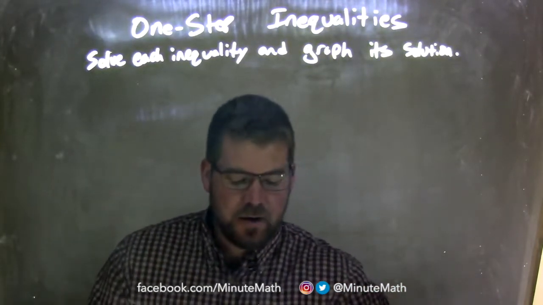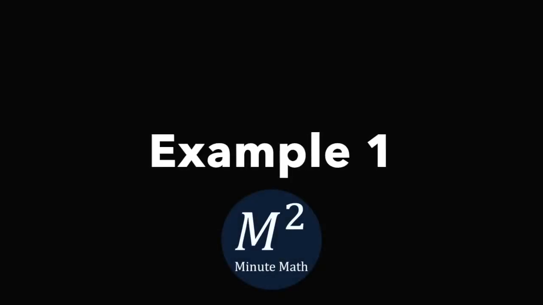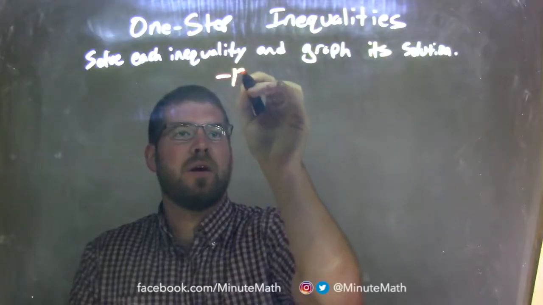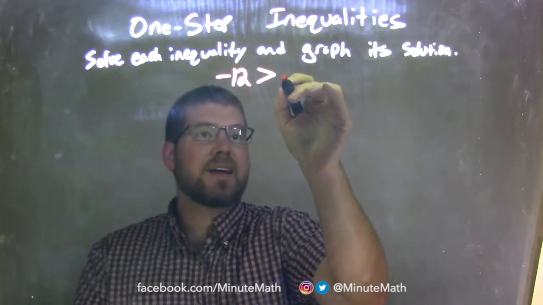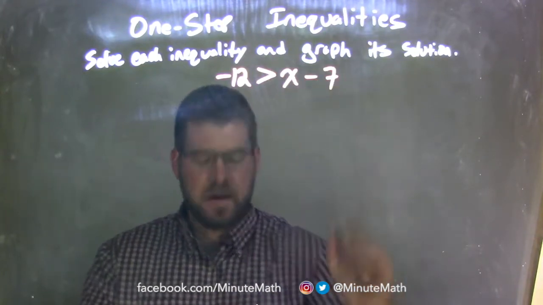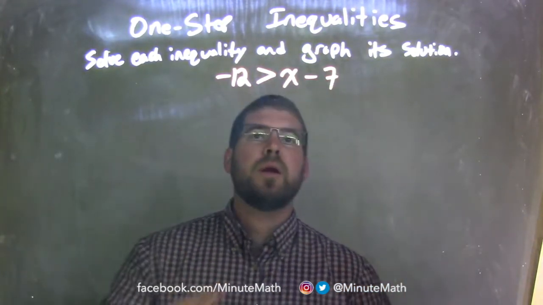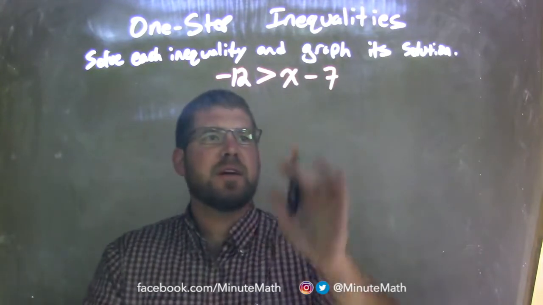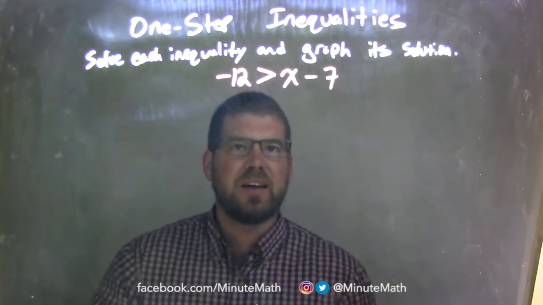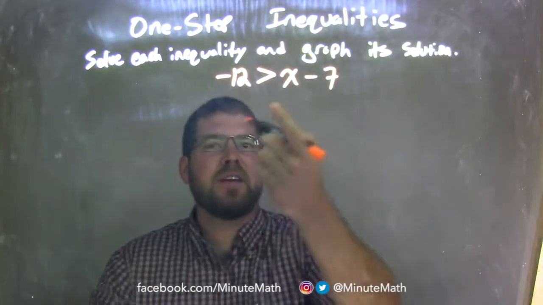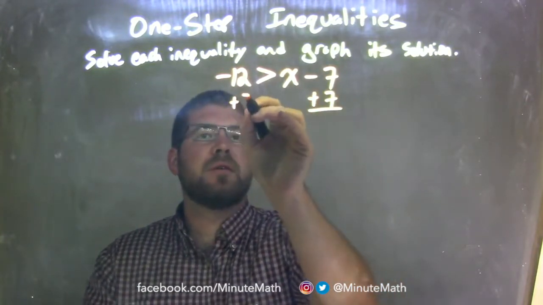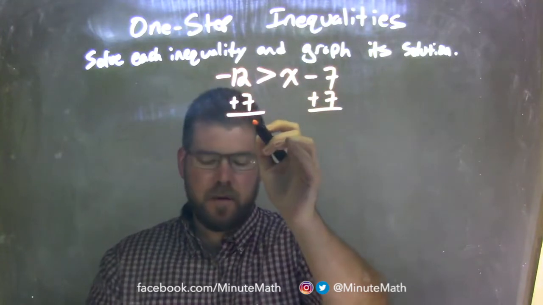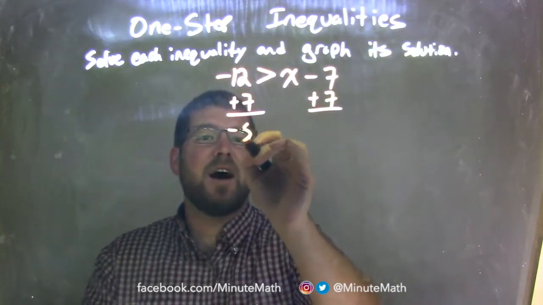So if I was given this inequality, negative 12 is greater than x minus 7. So what I want to do here is first simplify this to get x by itself, isolate it, treat it basically as if it's an equation with an equal sign. I'm going to add a 7 on both sides. And negative 12 plus 7 is negative 5.